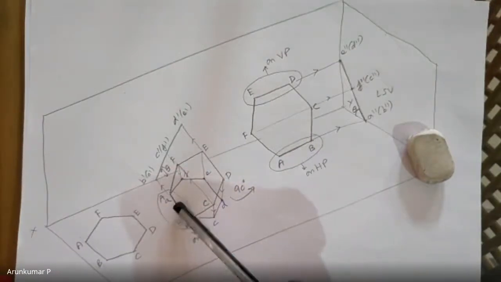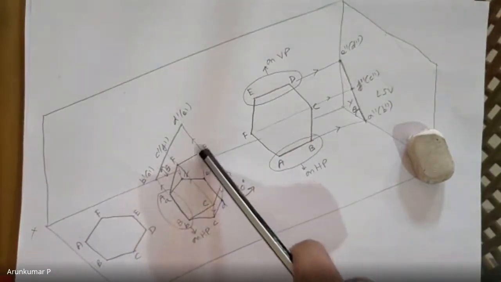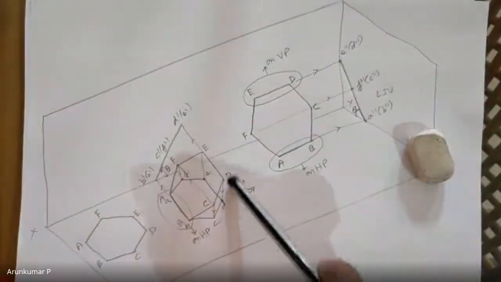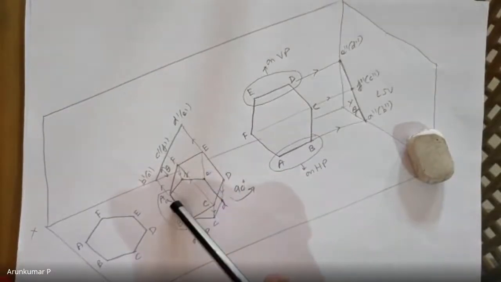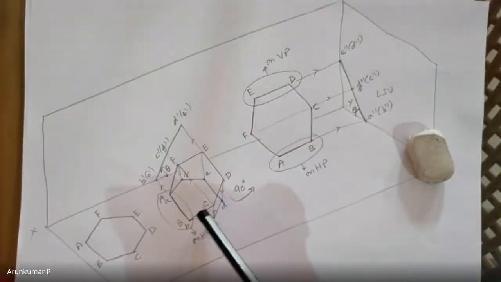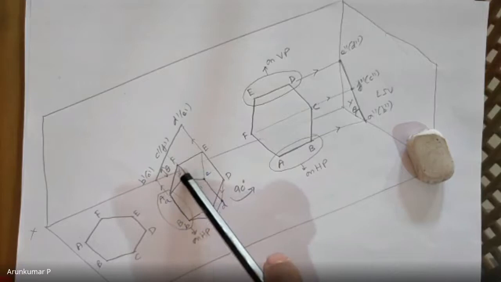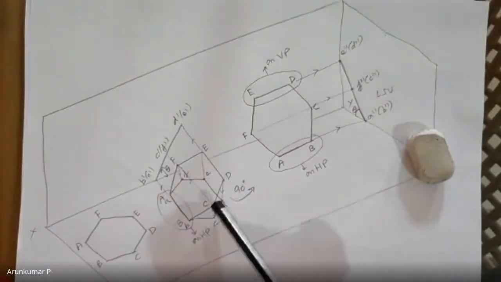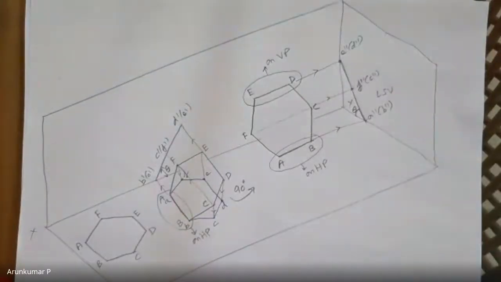Since DE is parallel to AB, and if you see in the top view, DE is parallel to HP also. So AB and DE are the two edges which will still be 25 mm. The remaining edges BC, CD, EF, and AF will be less than 25 mm because these four edges are not parallel to HP, they are inclined to HP. Okay, let's draw the 2D view. There things will be very clear.